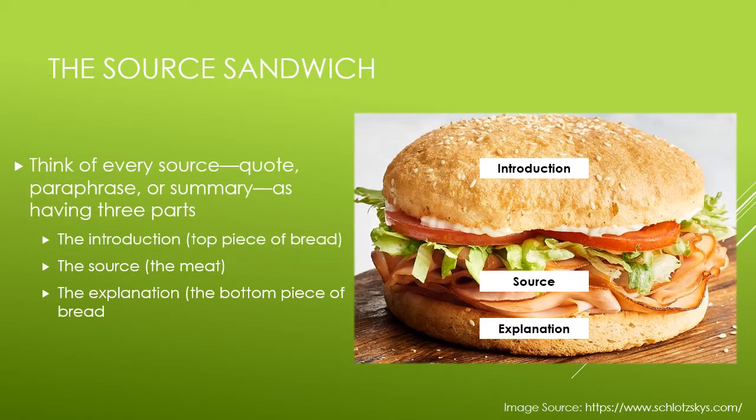This is the source sandwich. The sandwich has a top and bottom piece of bread, and yes, the fillings may change just like your sources do, but you still need to introduce your sources and provide an explanation to show your interpretation of this particular source. So it's helpful to think of every source, whether a quote, a paraphrase, or a summary, as having three distinct parts. We have the introduction, which is the top piece of bread. We have the source itself, which in this case is the meat, or the vegan-friendly filling, and then the explanation, which is the bottom piece of bread. It supports the entire rest of the sandwich.